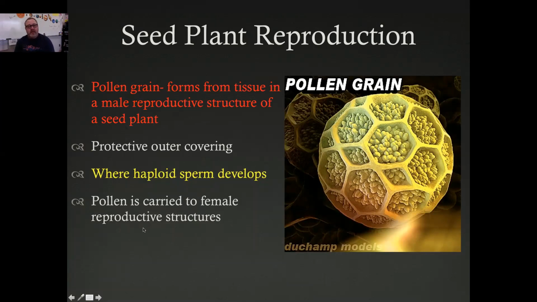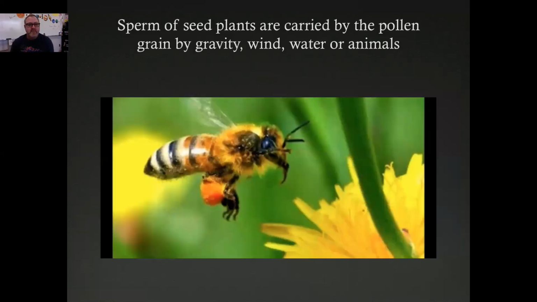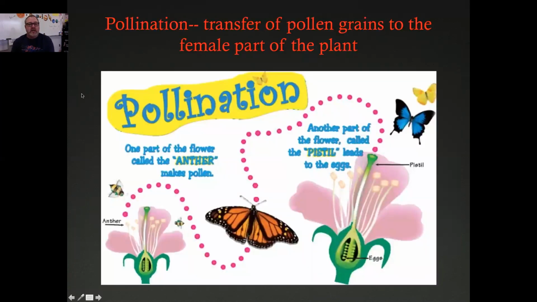And the pollen then is carried from one plant to another. Sometimes it happens with a bumblebee or insects or birds, or sometimes just the wind alone is enough to transfer pollen from one plant to another. The sperm of the plants are carried, again, by gravity, wind, water, or little animals from one plant to the next. And we call that process pollination. Okay, so the transfer of pollen grains to the female part of the plant.